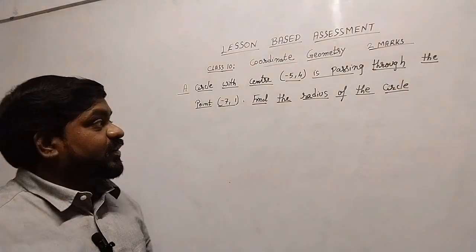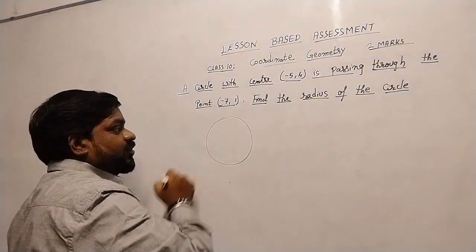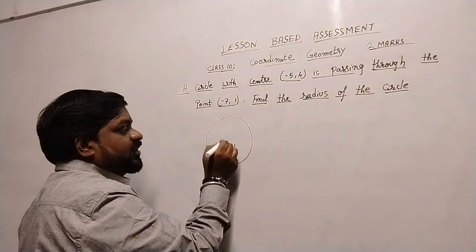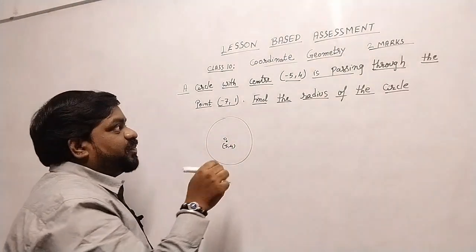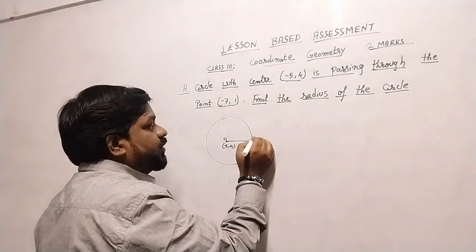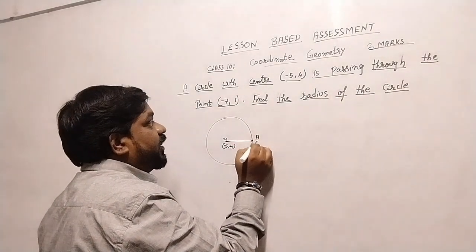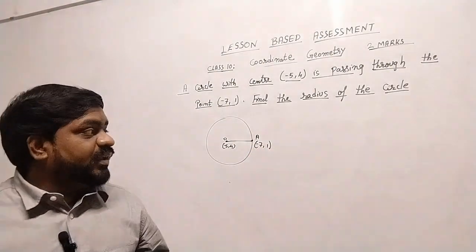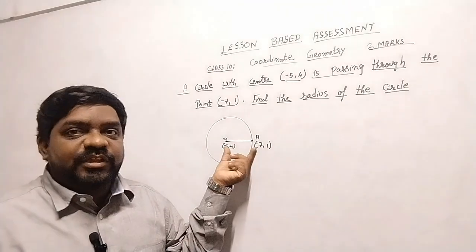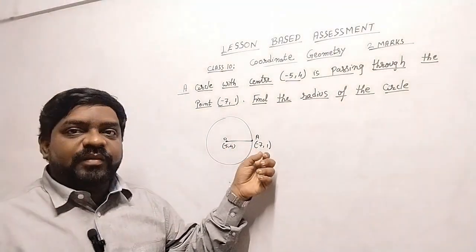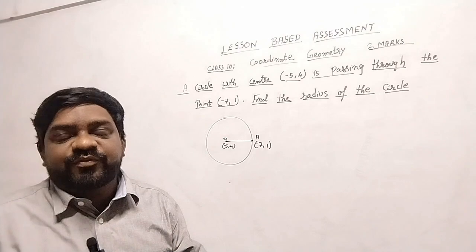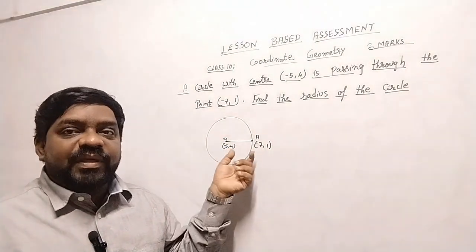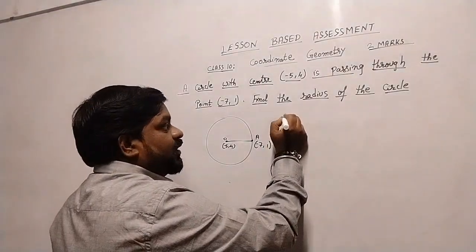A circle with center minus 5 comma 4. So there is a circle with a center minus 5 comma 4. This is the center of the circle and it is passing through the point, we'll take it as point A, minus 7 comma 1. Find the radius of the circle. The radius of the circle means we need to find the length of OA. Now here don't use the midpoint formula. We need to find only the length of OA. We need to apply the distance formula here.